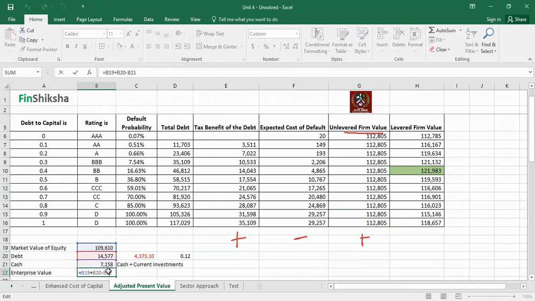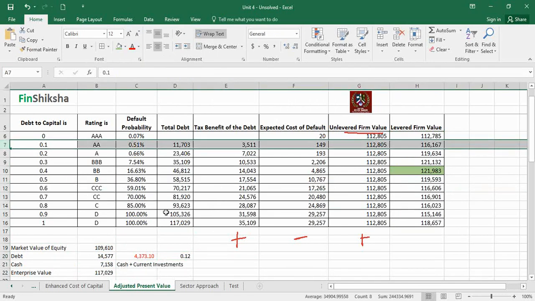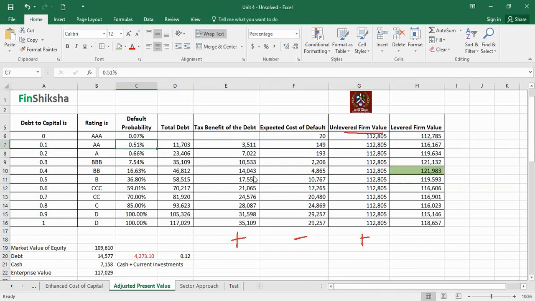Then we calculate the enterprise value, which is equity plus debt minus cash. This value, then we find out what is the current benefit because of taxes. That's 4373. The current debt to capital ratio is 0.12, which is closest to this row. So we assume that the company is here, assume this default probability, arrive at what is the expected cost of default. Expected cost of default is this probability multiplied by the loss value. We're assuming that if a company ends up defaulting, the total cost is going to be 25% of the firm value. And we multiply all these to find these values.